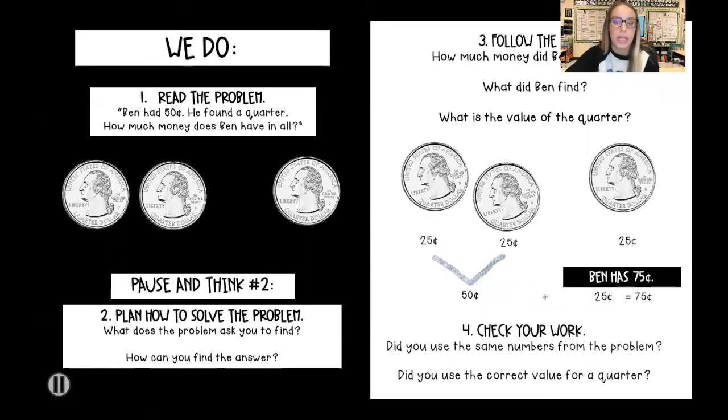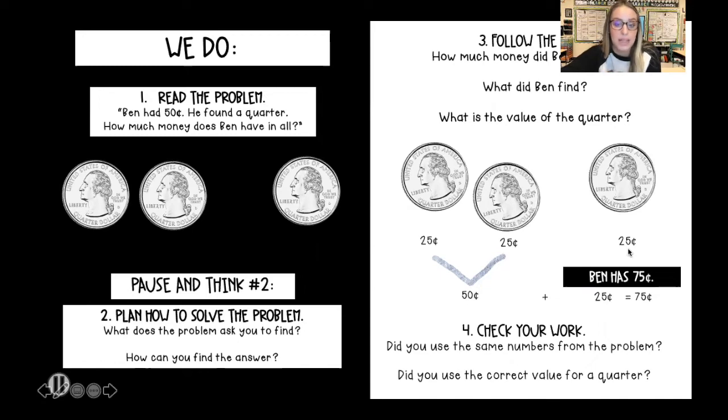Our third step in this problem is follow the plan. So whatever plan you just decided to do in number 2, you're going to bring it over to number 3. How much money did Ben start with? So it's one of the first things we had to figure out. We know he started with 50 cents. So what did Ben find? In the problem, it says he found a quarter. So we went ahead and added another quarter. What is the value of the quarter? Remember when we first talked about this in the very beginning of the video, we learned that a quarter equals 25 cents. So the value of the quarter he just found was 25 cents.